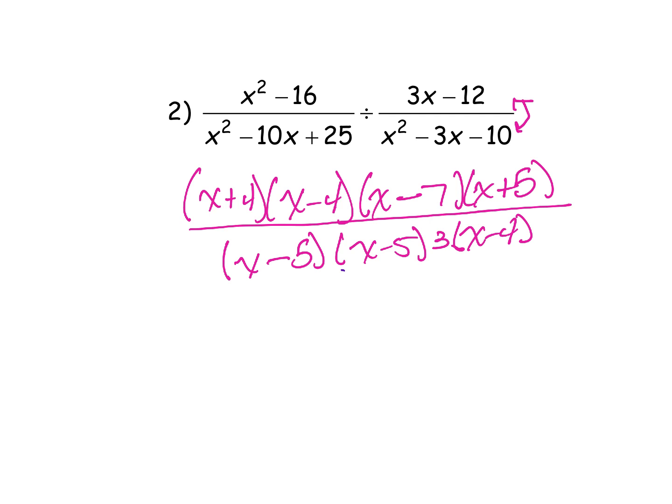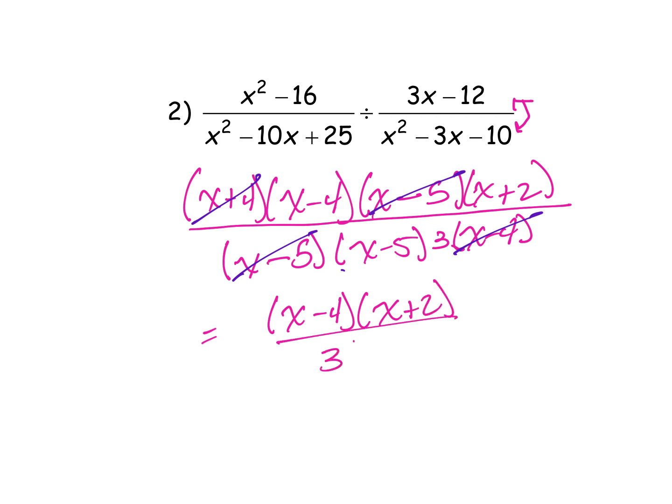Yeah, I don't think I factored the top one right, because 7 times 5 is not 10, is it? Wow. Okay. So multiplies to be 10. So that's got to be negative 5 and positive 2. Does that work better? That works better. Okay, so the negative 5s go away, and the negative 4s go away. And I'm going to get, as an answer, x minus 4 times x plus 2 all over 3 times x minus 5.